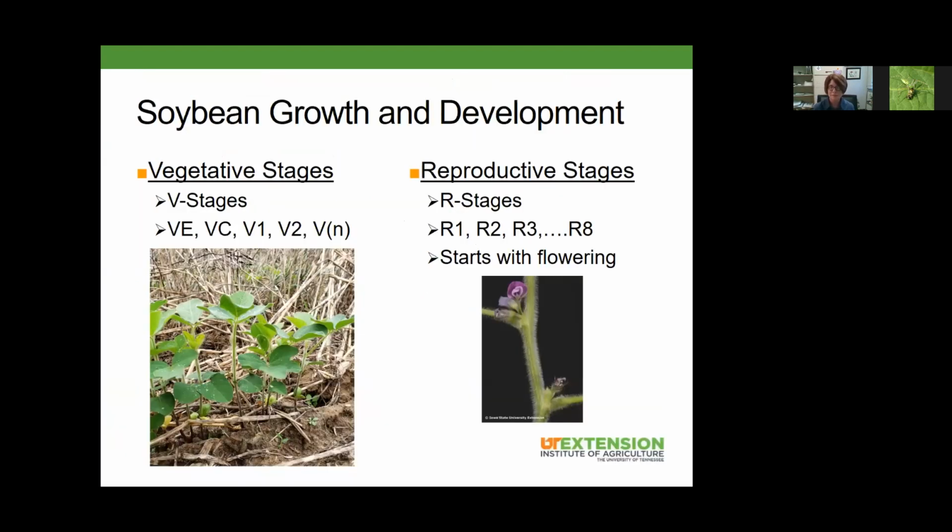So, just real quick, there are vegetative growth and reproductive growth stages for soybeans, and these have been worked out for many years. Vegetative growth basically just means emergence and the production of leaves on the main stem. There are letters and numbers associated with that, and I'll talk about that in just a second. Reproduction starts with flowering, and it's designated with an R number, and there are 8 stages from flowering all the way to maturity of the field.